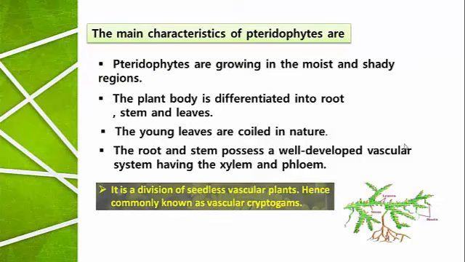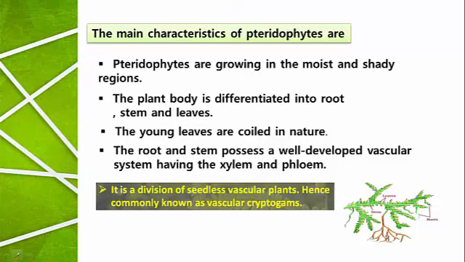In the last video, I discussed the characters of bryophytes. The bryophytes are called amphibians of the plant kingdom. Even though they are able to grow on the land, they need water for fertilization. Therefore, the bryophytes are called amphibians of the plant kingdom. Similar to the bryophytes, the pteridophytes are growing in moist and shady regions. They also require moisture content, they need the shade, and they also grow in a large group.